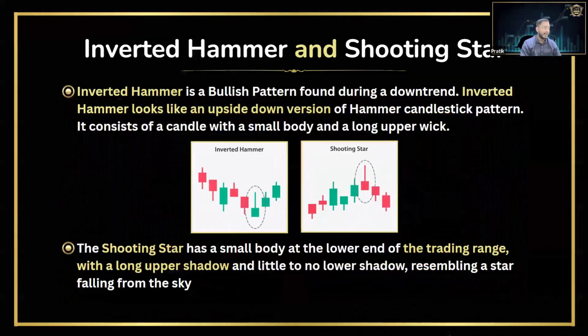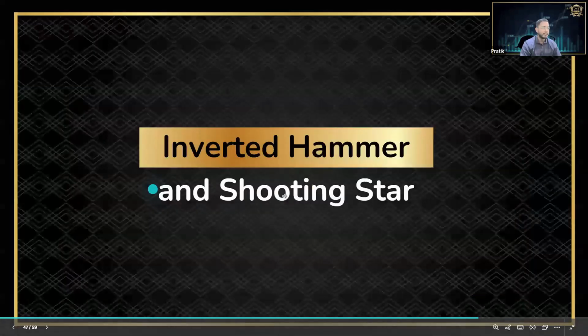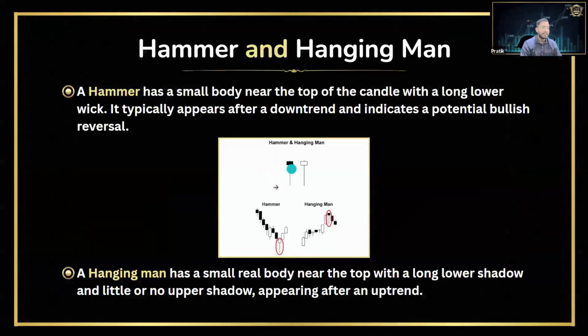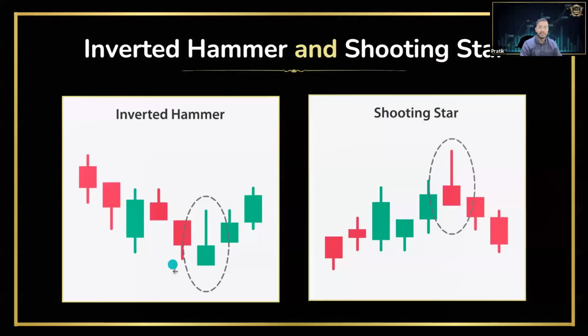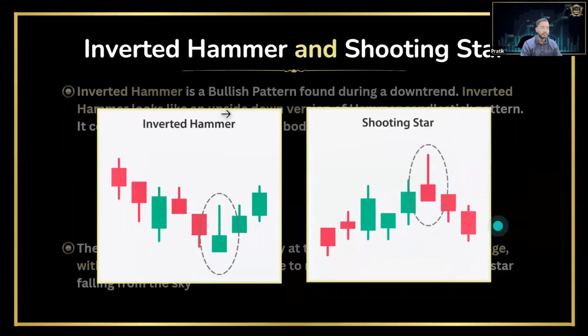So hammer and hanging man, we have understood. Do you want to look at all four again? So on the left is what, guys? Hanging man. This one is a hanging man, found at the top. This one is a hammer with a green body, found at the bottom. Hammer is green color, hanging man is red color. This is an inverted hammer, green color, found at the bottom. Shooting star is found at the top. This is an example.